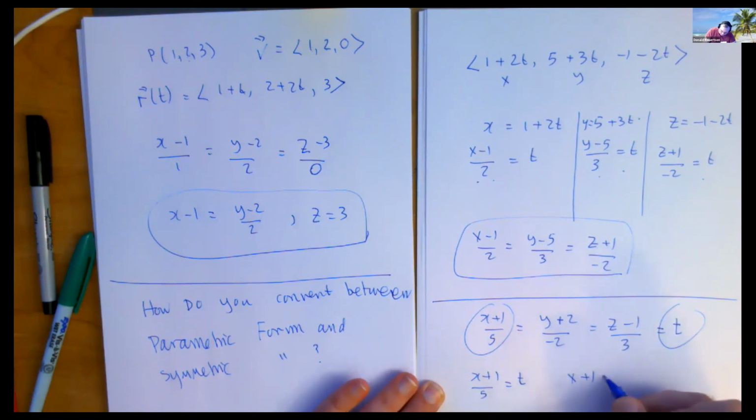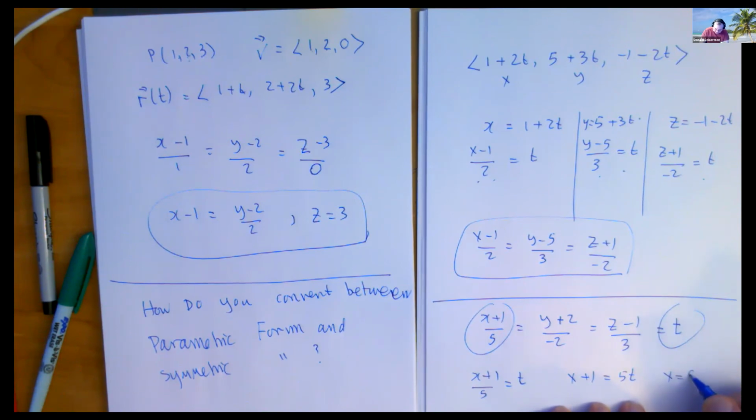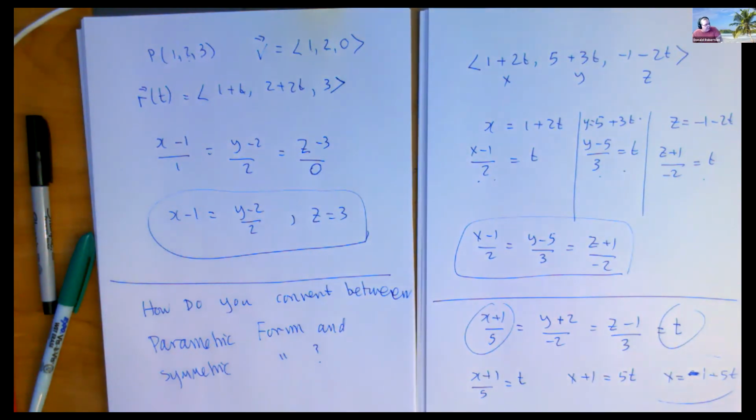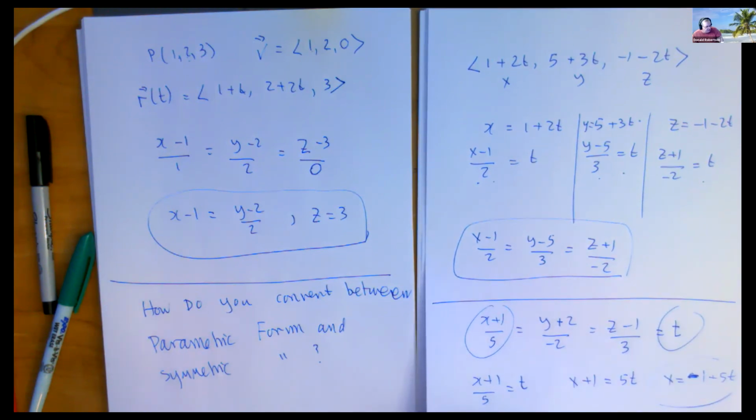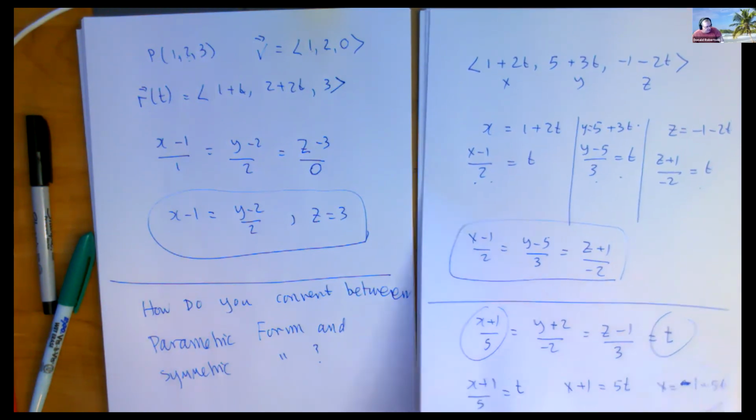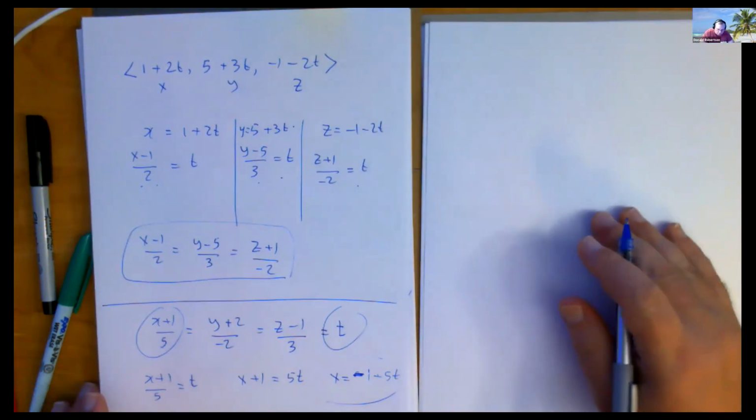So if you took just this guy equals t, for example, x plus 1 over 5 equals t, then won't x plus 1 be 5t? And won't that make x, I should write the number first, negative 1 plus 5t. Do you see you've already got one of the three components, x. Then you do it with y, and then you do it with z. Agreed? Now, if you've got a really good memory, you can do it really quickly.